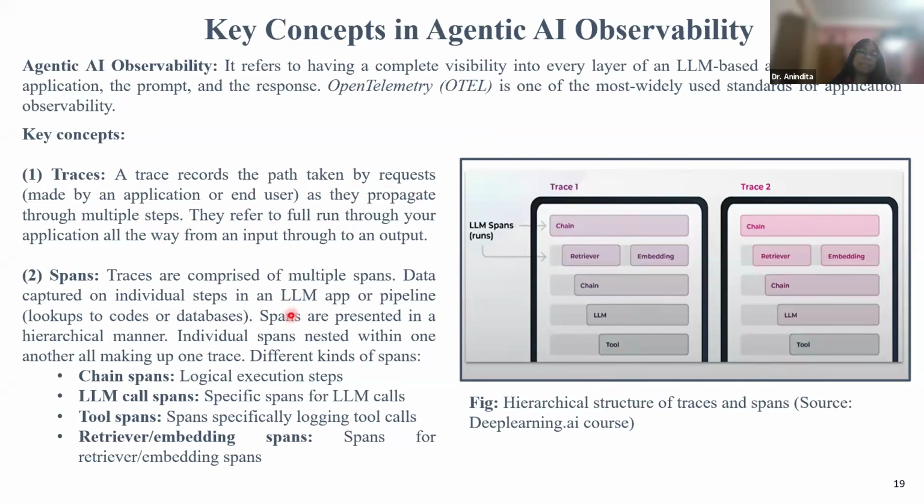So the next thing is the span. Traces are comprised of multiple spans, so one trace can have multiple spans. Here under trace one, you can see an LLM span is there, and another span is there. These are the different kinds of spans, like chain span, LLM call span, tool span, retriever or embedding span. So one trace consists of several spans.